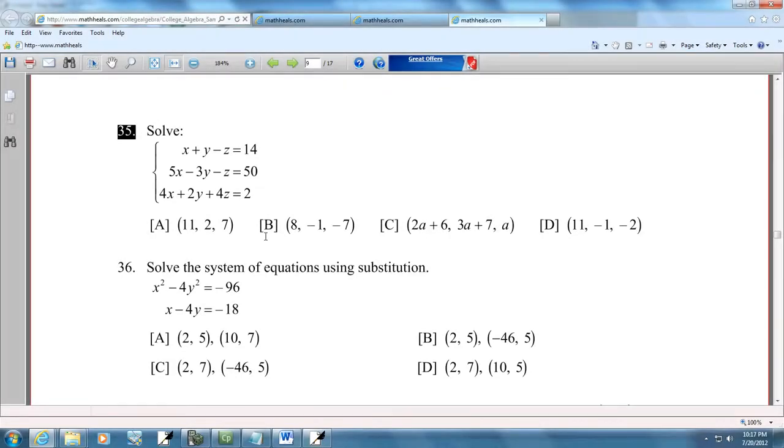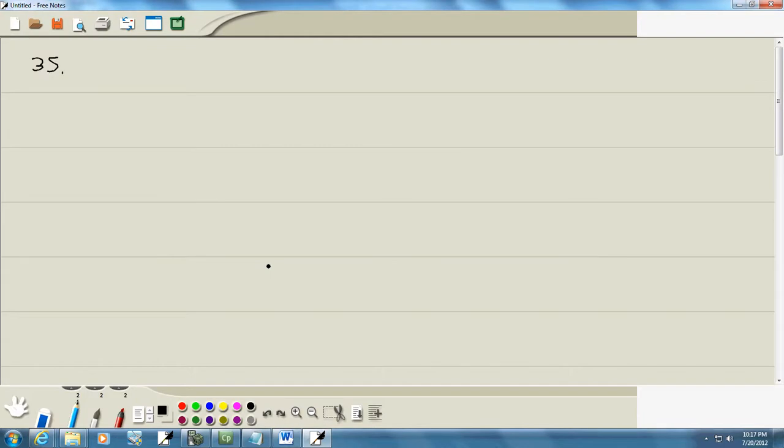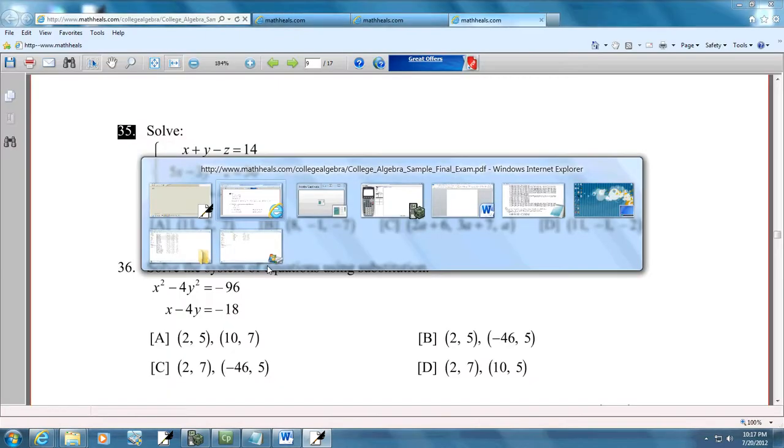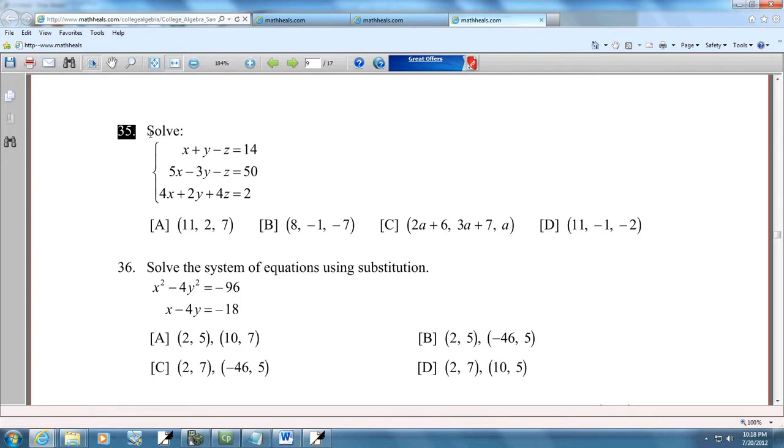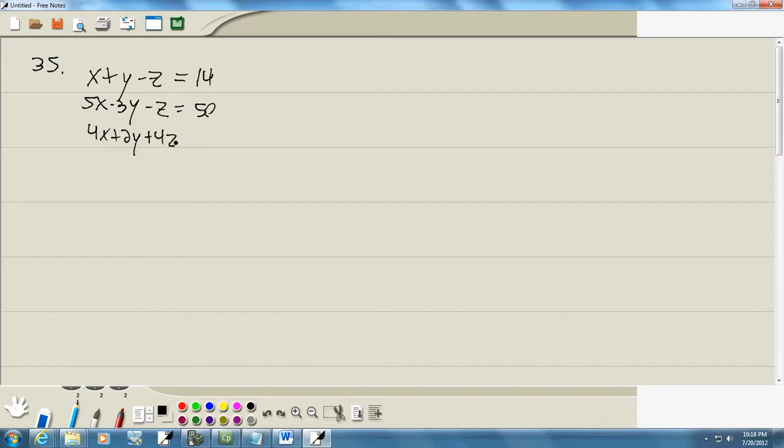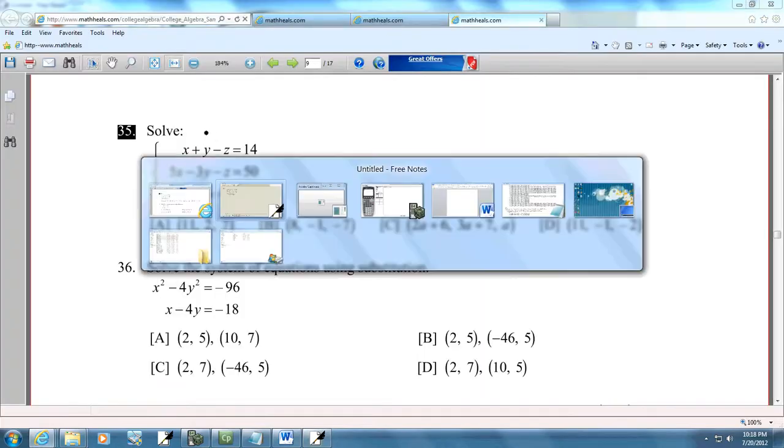Take a look at number 35. And we'll do it by calculator first, and then we'll do it by hand. So we got x plus y minus z equals 14, 5x minus 3y minus z is equal to 50, and 4x plus 2y plus 4z equals 2.